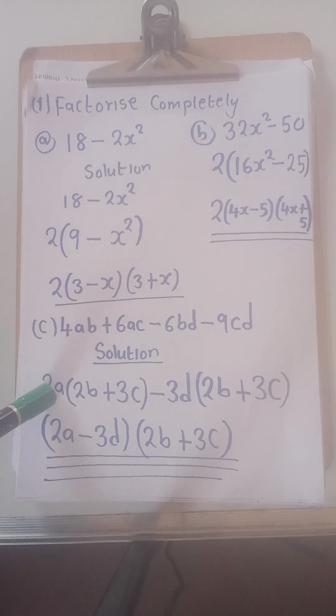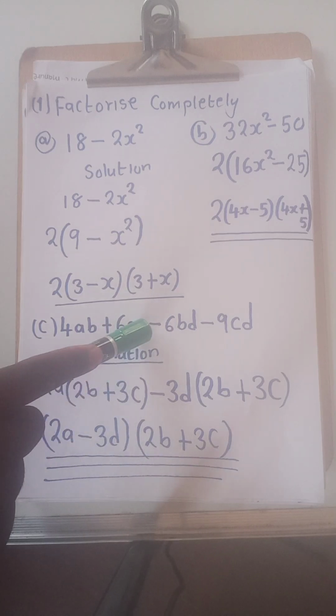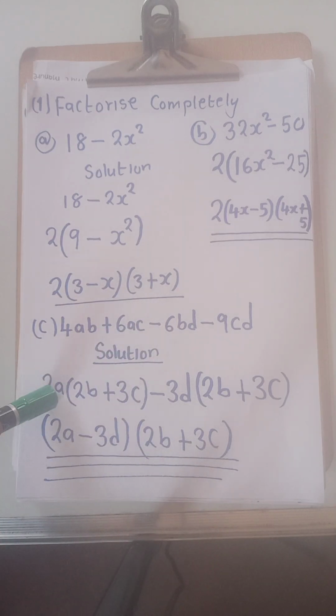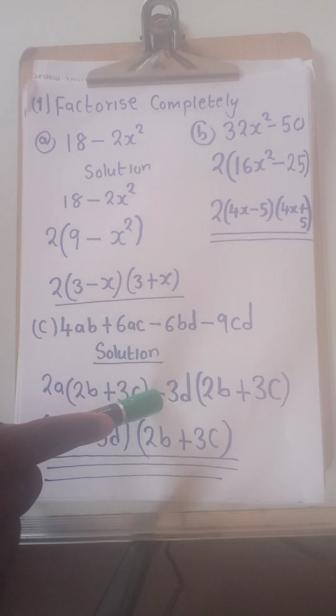How many times can 2 go into 4? It goes 2 times. What has remained? B. Plus. How many times can 2 go into 6? It goes 3 times. What has remained? C, because A is already out. Minus, this sign, you put it there.